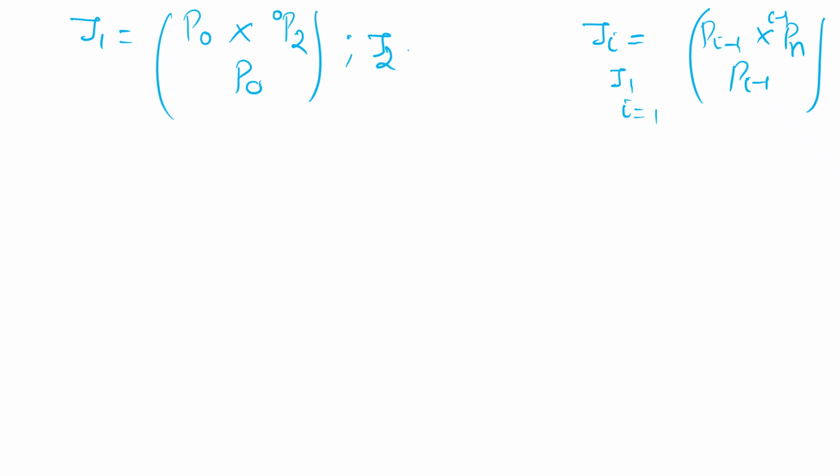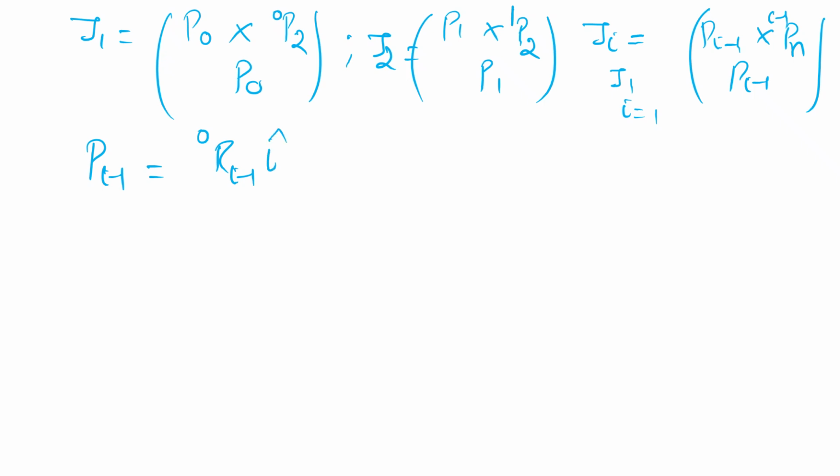This is my J1. And then J2: now i becomes 2, so 2 minus 1 is Z1, cross product P(n) with n equal to 2, 2 minus 1 is 1, and then Z1. So we have to calculate this. Let's see the formula. For example, Z(i-1) is just the rotation matrix of frame i minus 1 with respect to the base, multiplied by one unit vector. So this is my Z(i-1). Then what about P(n)(i-1)?